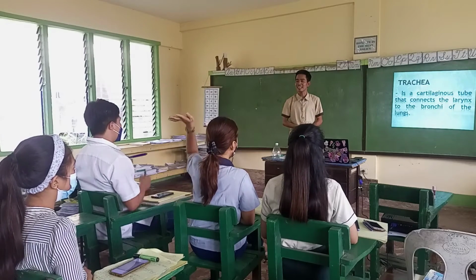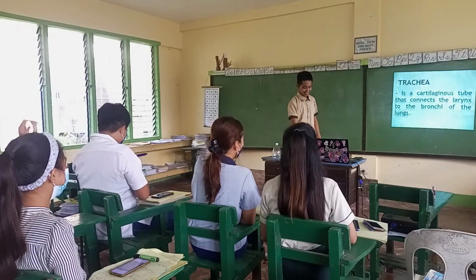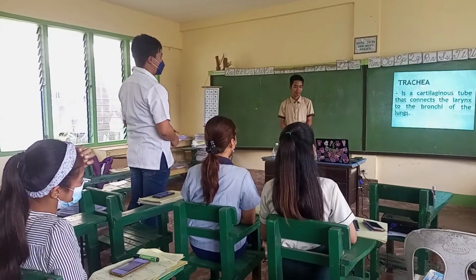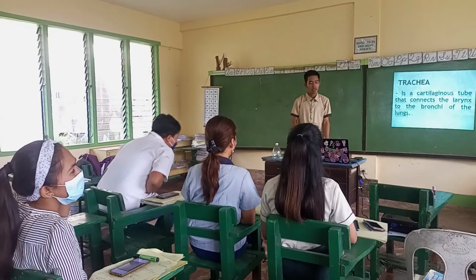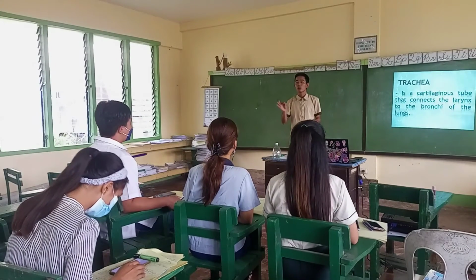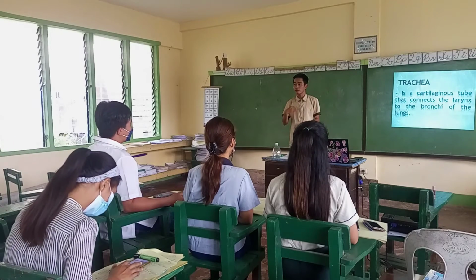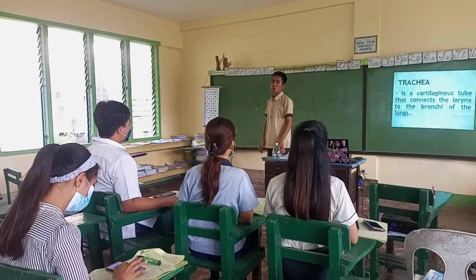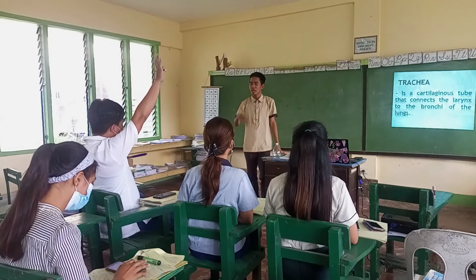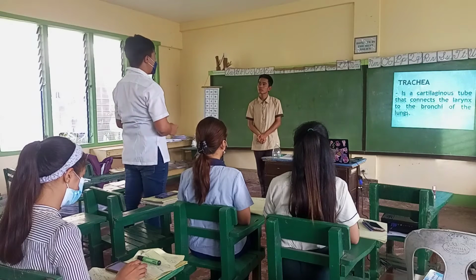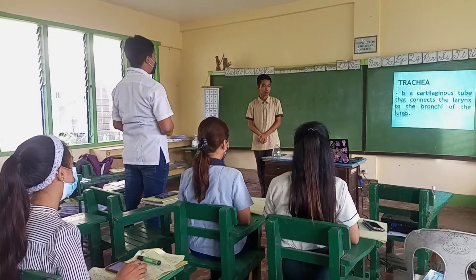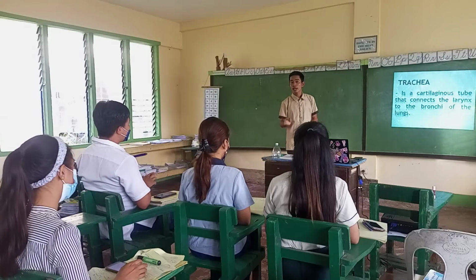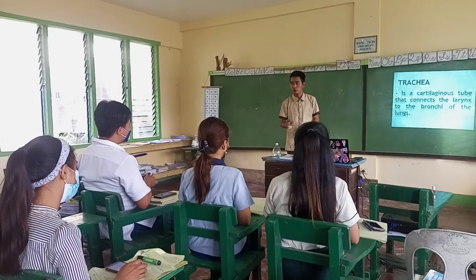So let's proceed to the next part, which is the trachea. Okay, who can read about the trachea? Yes, Joshua. Trachea is a cartilaginous tube that connects the larynx to the bronchi of the lungs. Okay. Your trachea is your windpipe. It connects the larynx down to your bronchi. Why is it called a windpipe? Yes, Joshua. Trachea is called a windpipe because it filters the air as it enters the lungs. Very good. Also because trachea is your air passage down into your bronchi.